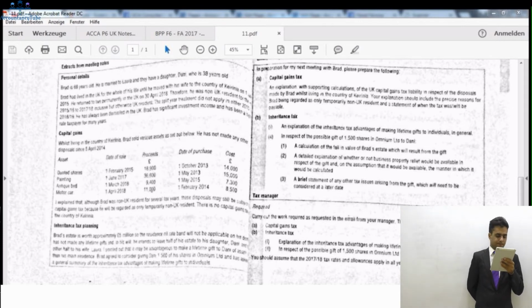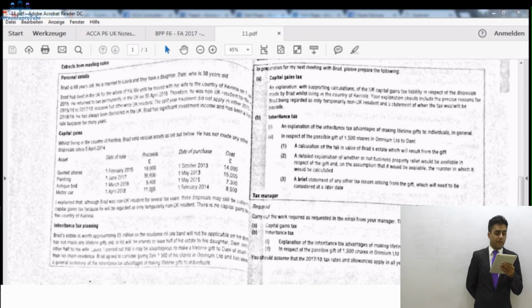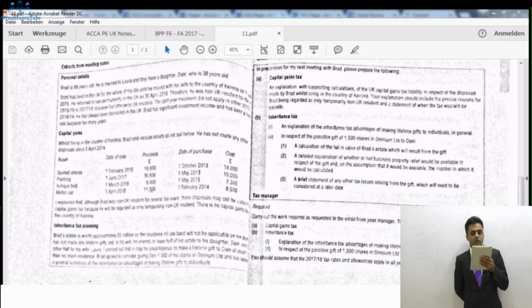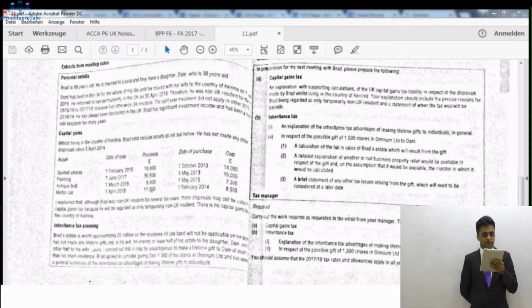It says capital gains tax: an explanation with supporting calculation of the UK capital gains tax liability in respect of the disposals made by Brad while living in the country of Kyrenia. So he's living in Kyrenia and making some disposals while there. Your explanation should include the precise reasons for Brad being regarded as only temporarily non-resident and a statement of when the tax will be payable.